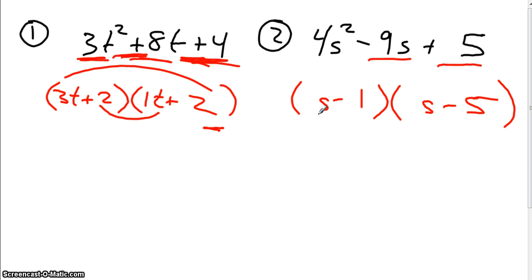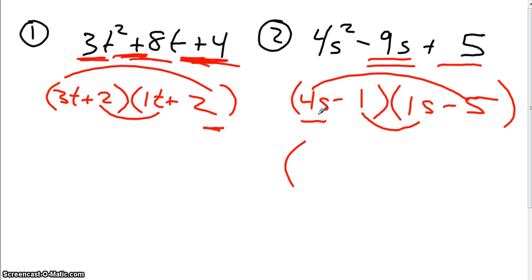You think 4 and 1? Yes. Where would you put the 4? Would you put it here? Yes. 4 and 1. When you do that, you get what here? Negative 20 and negative 1. Negative 21s. Is that what we have in the middle? No. So let's try it again.